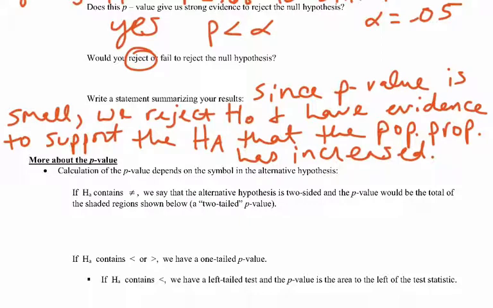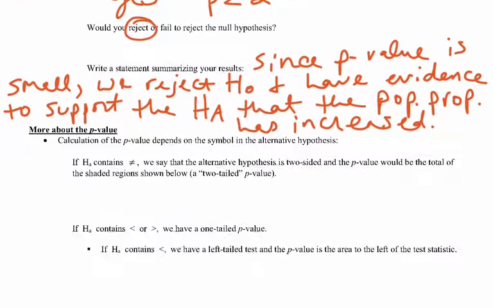That's the logic here. The p-value is the probability of getting something as extreme or more extreme as your sample if the null hypothesis proportion is still true. Because that probability is so small, we don't think the null hypothesis is true. We have evidence in support of the alternative.